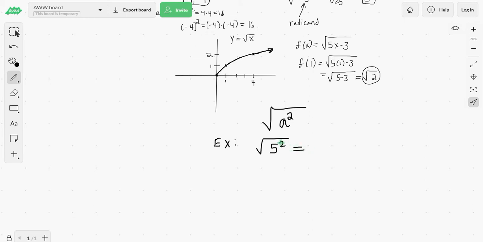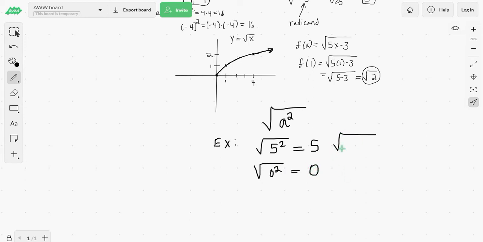Well, in this case, we can really just think about the square root and the square canceling, because we're talking about the square root of something positive. So we ultimately just get our answer as 5. What about the square root of 0 squared? Now, because 0 is non-negative, we can just basically cancel out the square and the square root. We just get 0 again.